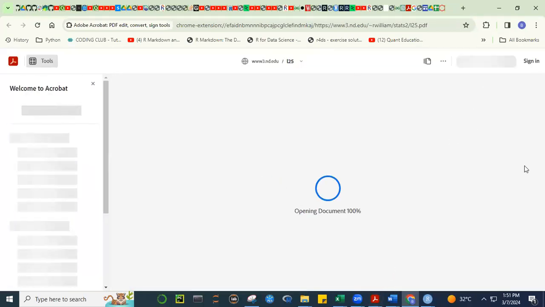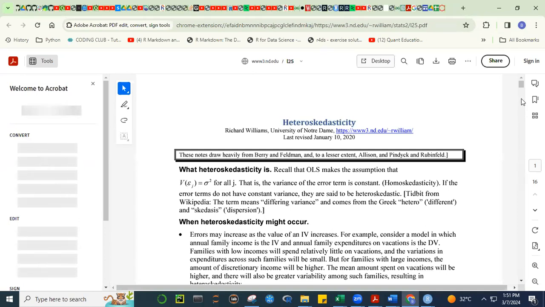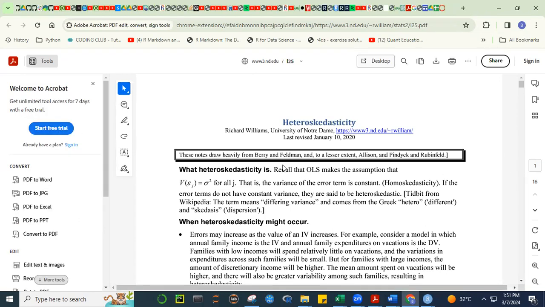Okay, na-download ko na yan. Pinakuha sa PDF ko. Ayan, nandito siya, class. Alright, so tingnan natin very quickly. This is from Berry and Feldman. May book si Berry and Feldman. So sinummarize dito.